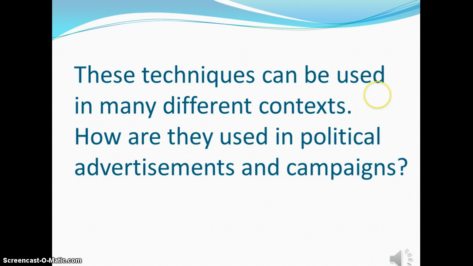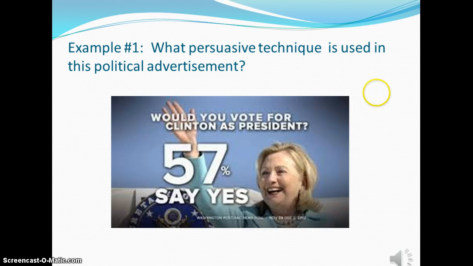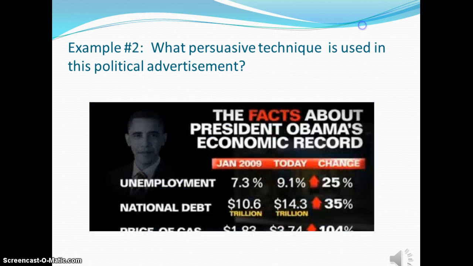How are these techniques used in political campaigns? Here's example number 1. Hillary Clinton running for president, and this could have been our past and could also be our future. Would you vote for Clinton as president? 57% say yes. What technique is being applied here? Try this one. The facts about President Obama's economic record, January 2009, today, and the change here, and this is on for unemployment and national debt, the price of gas, etc. What technique is being used here?